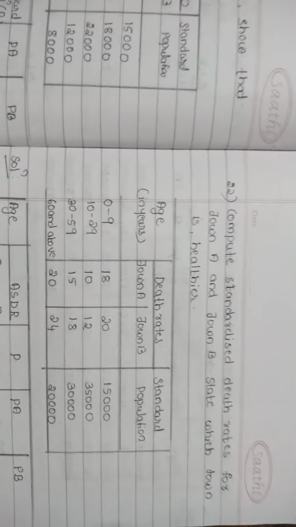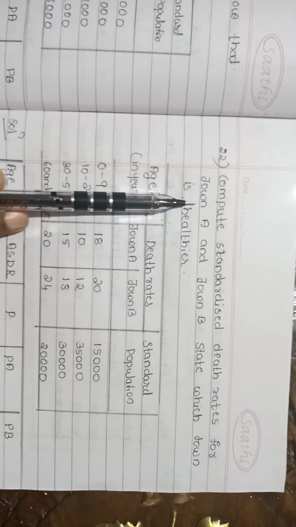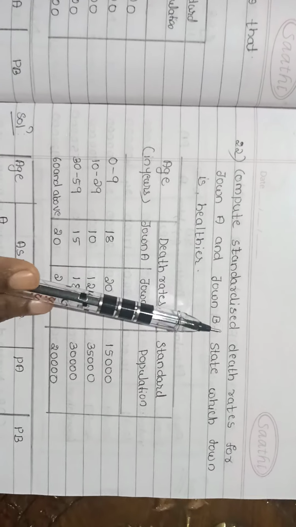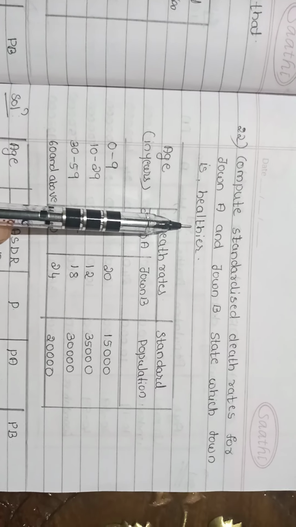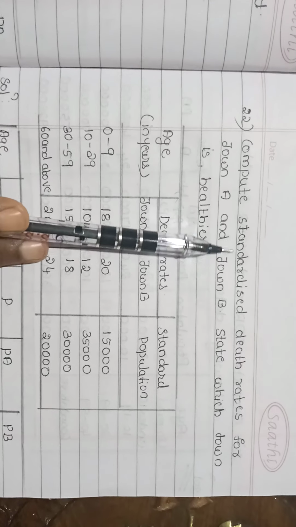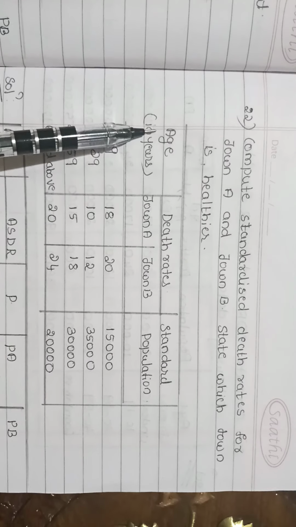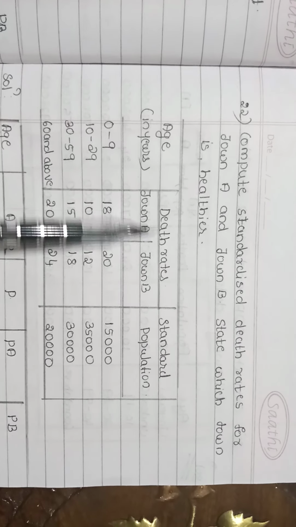Okay, next one. Here also it is of the same kind. Compute standardized death rates for town A and town B. State which town is healthier. So to say which one is healthier, we have to compute STDR. So what is given? Age in years, death rates.